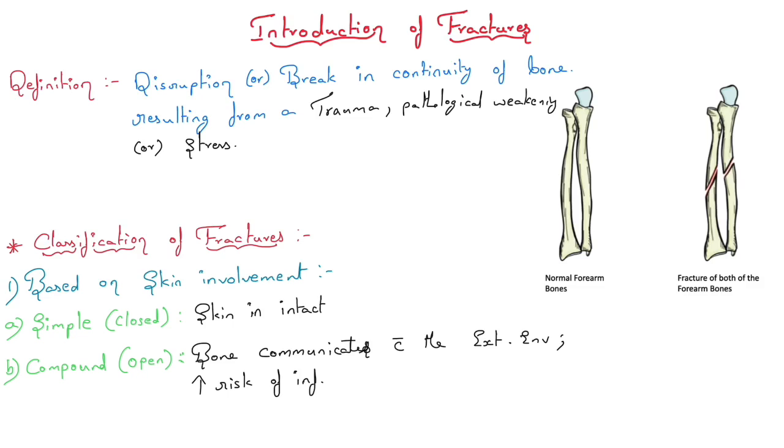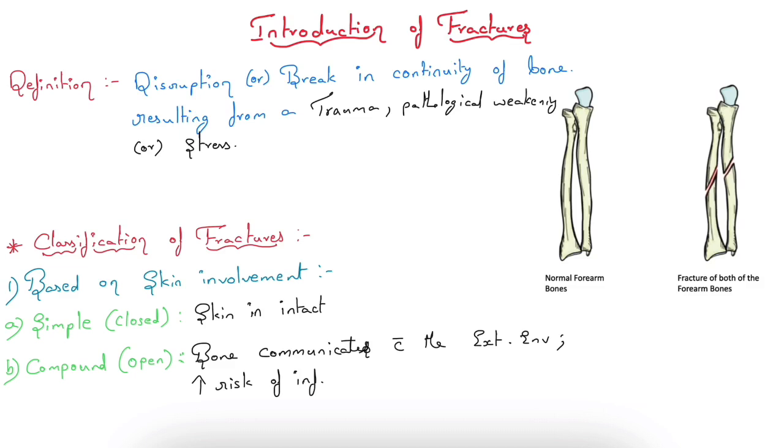As a doctor, we have to know the definition of a fracture. A fracture is a disruption or break in the continuity of bone resulting from trauma, pathological weakening or stress. For example, you can see here the forearm bones, the radius and ulna. These bones are continuous. If any disruption or break happens in this bone, somewhere in between, then we call that a fracture.